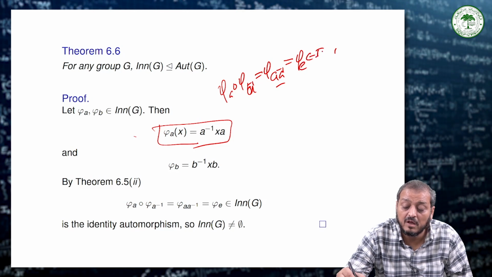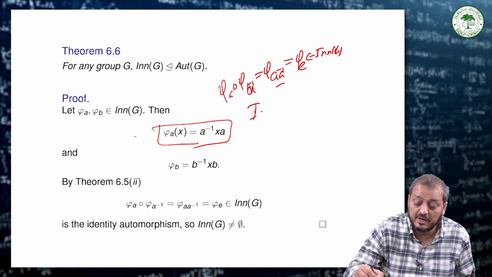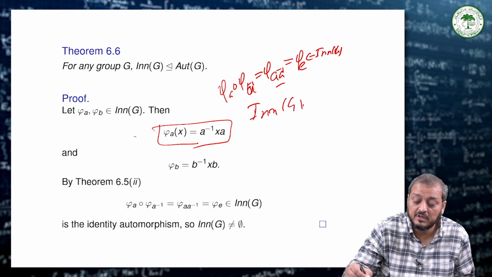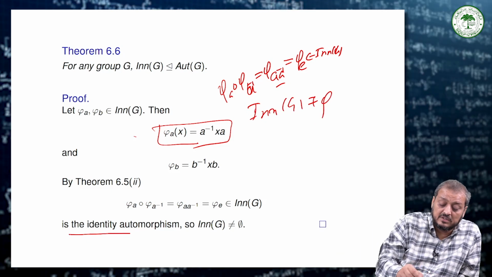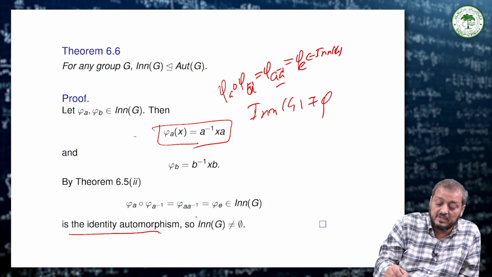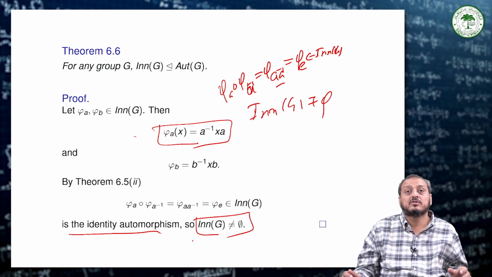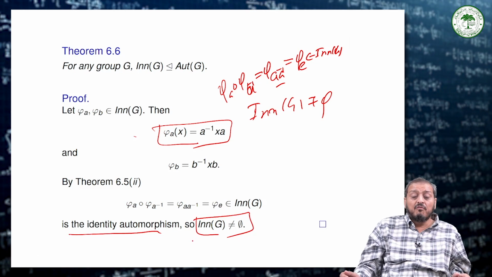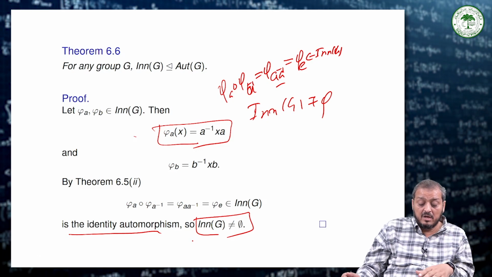So this means at least we have to show that inner of G is not equal to empty. First, we have to show that this is the identity automorphism, and then we can say that inner of G is clearly not equal to the empty set. So at least we know that inner of G is not an empty set.